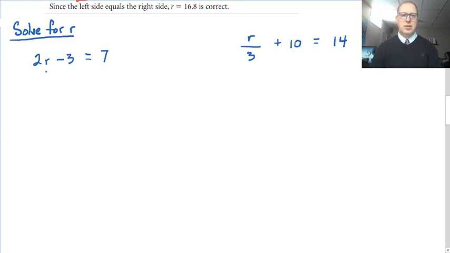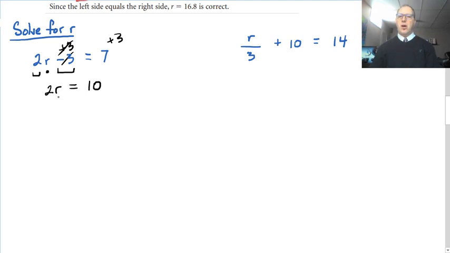So let's do this thing. I want to solve for r. I need to get rid of this and this. Which one do I do first? I do the adding or subtracting first. So I'm going to do the opposite operation here. This is subtracted by 3 here. So I'm going to add 3 to both sides. This is going to go away with that, and I'm going to have 2r left on this side. That's it. And over here, I now have 10.